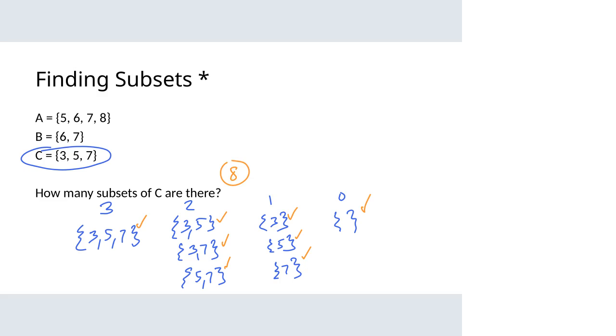One thing I'll tell you is we just did a couple of these. When we looked at B, it had 2 elements and it had 4 subsets. We just looked at set C that had 3 elements and it had 8 subsets.